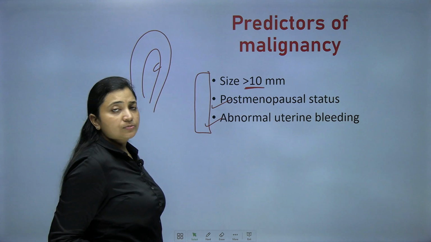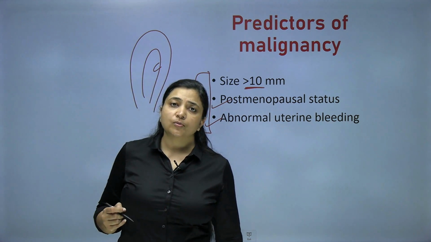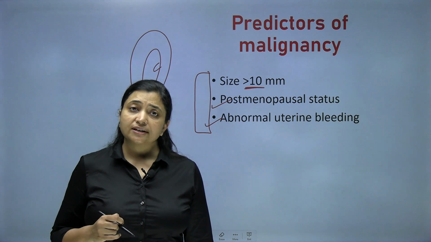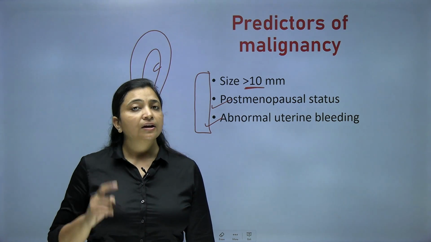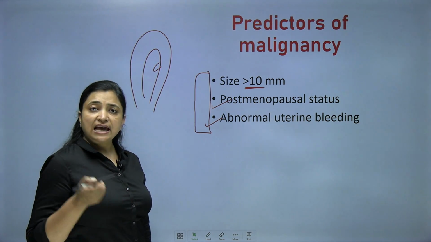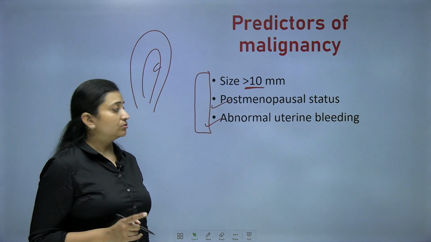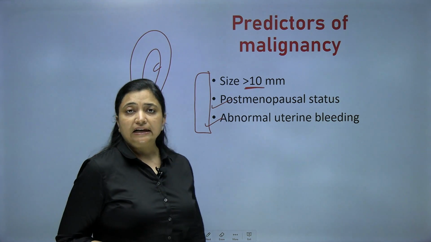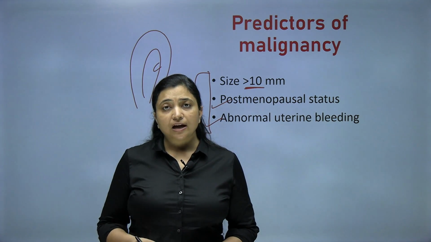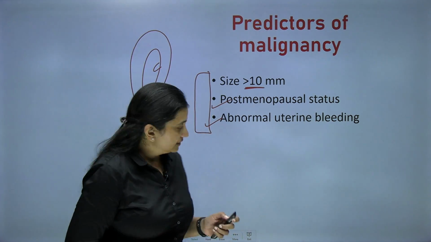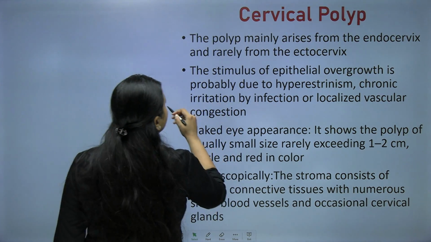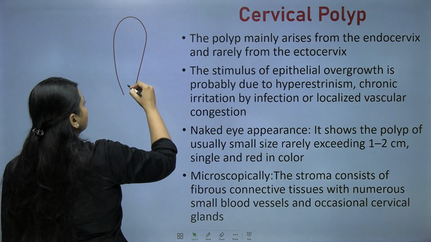Or the patient is postmenopausal, because in postmenopausal status we know that there is no estrogen, but still if the patient has developed a polyp, there could be something. So any polyp in postmenopausal status has to be biopsied, has to be checked out. Abnormal uterine bleeding. Earlier there was no abnormal uterine bleeding, that's why we were waiting and watching, but now changes of bleeding have developed. The polyp mainly arises from the endocervix and rarely from the ectocervix.